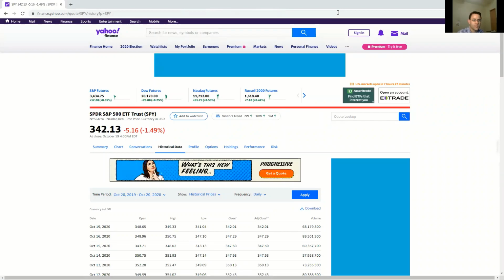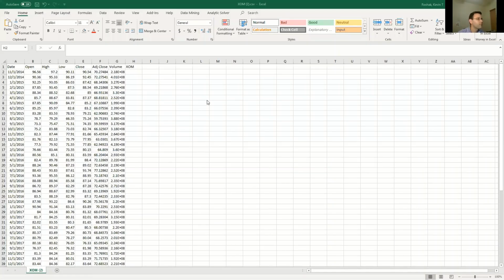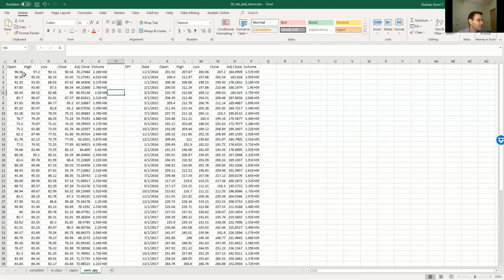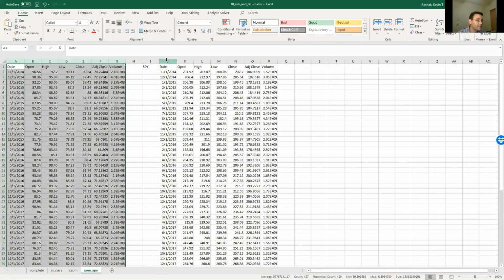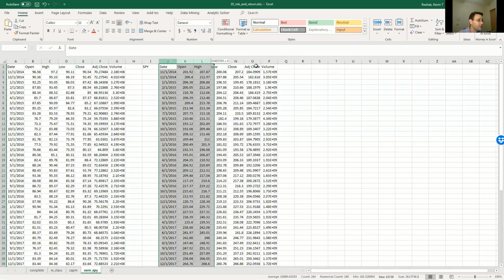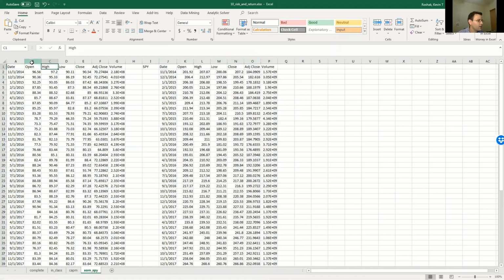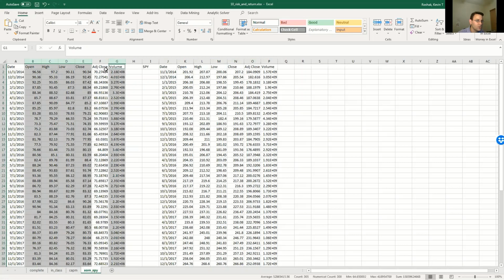I'm going to pull that up in the spreadsheet. Okay, so that's all here. I have all the data I downloaded from Exxon in these first columns. And then I have the same data for the S&P 500 in the next columns. I just pasted them right next to each other. I don't care necessarily about the opening price, the high price, or even the close price. I definitely don't care about the volume. I'm going to keep the adjusted close.